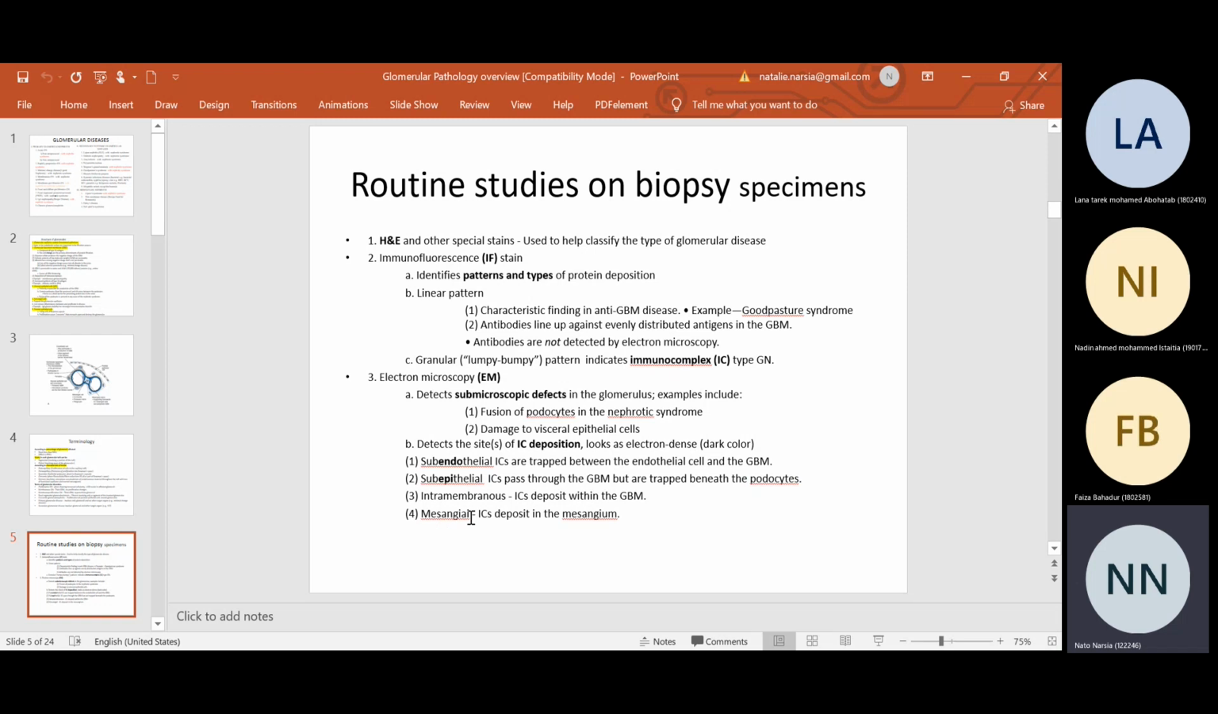Okay, you understand now why it's important to understand histology and anatomy. Because based on the location where you find this immune complex deposition, you can make a diagnosis as well as identify etiology. So it will help you to make a diagnosis. The routine studies on biopsy specimens are hematoxylin and eosin, IF, and EM, and we need to look at the location where immune complexes are deposited.